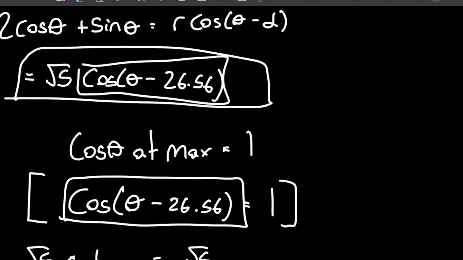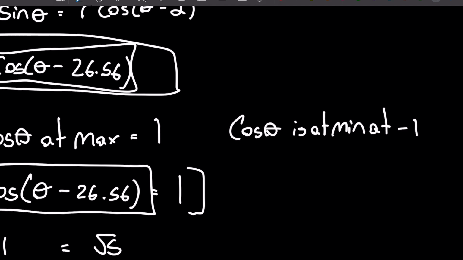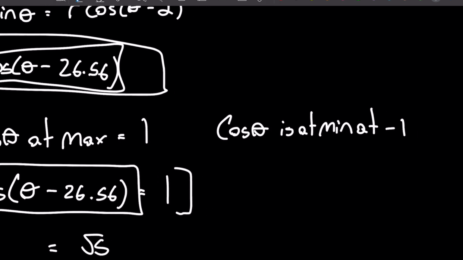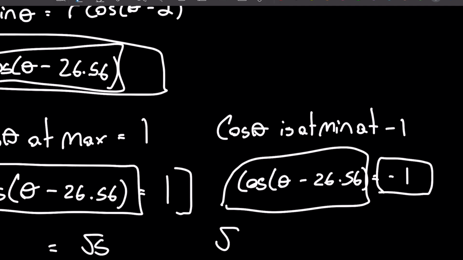So we know that cos theta is at a minimum value at -1. So this way we know that cos of theta minus 26.56 should be equal to -1 at its minimum value. Which means that if this is equal to -1, we can replace cos theta minus 26.56 with -1. And remember, this is being multiplied by root 5. Root 5 times -1 is going to be equal to -root 5. And that's how we would find the minimum value.